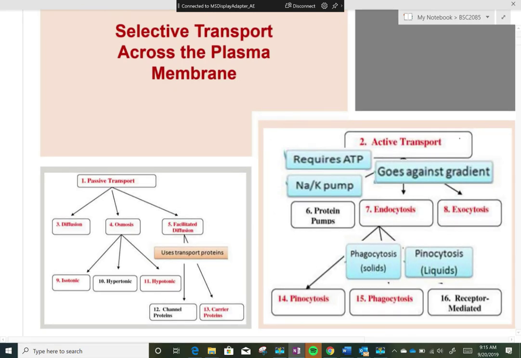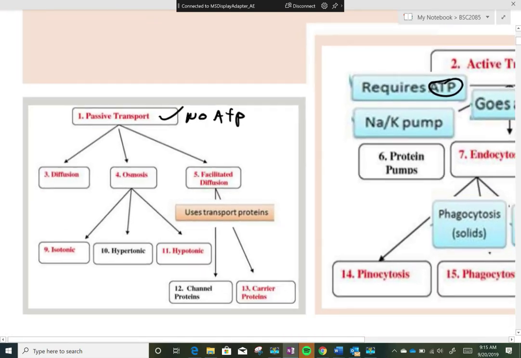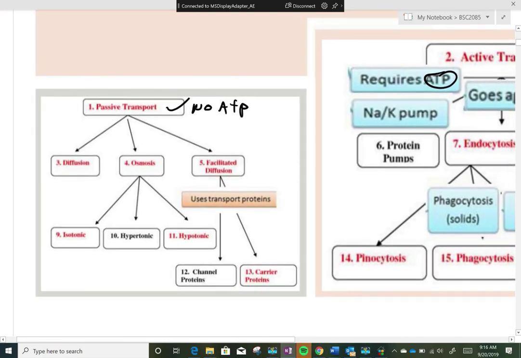We said that active transport requires what? ATP, correct? And we said that passive transport, it requires what? No ATP. We got that, right? So that's what we went over last class. Now, on the passive transport, we had diffusion, osmosis, and facilitated diffusion.